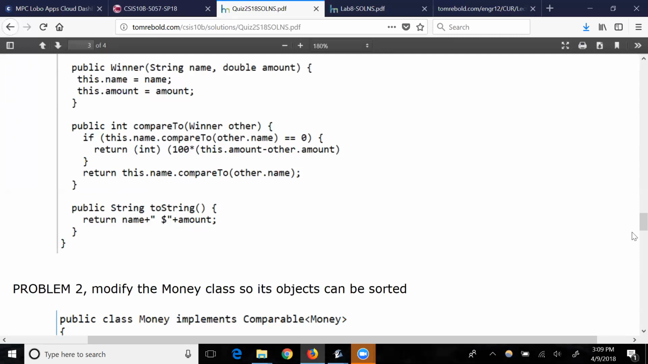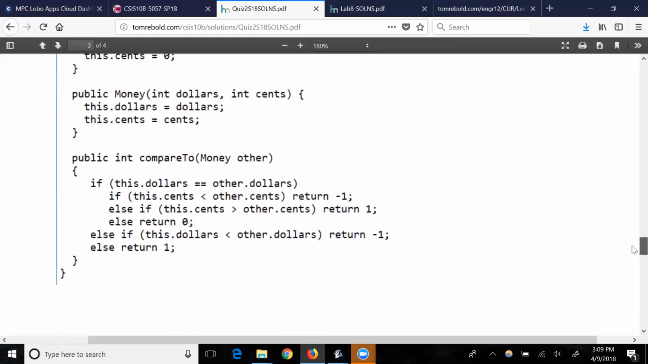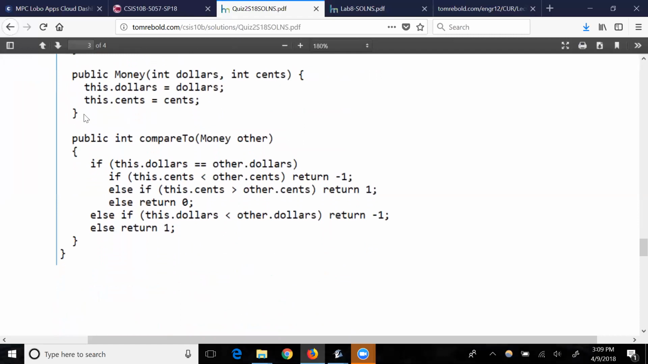What about the money class? If you got that problem, you had to deal with money, which was split up into integer dollars and integer cents. Well, that's a case where they're both integers. One thing you cannot do is say if this dot dollars compared to other dot dollars equals 0. Why can't you do that?